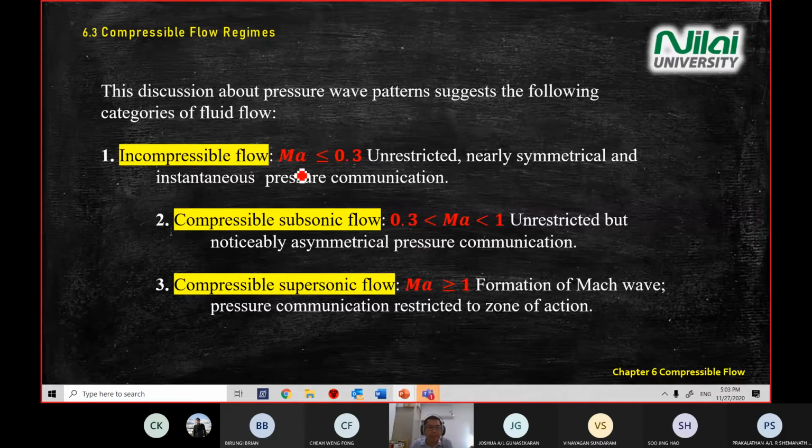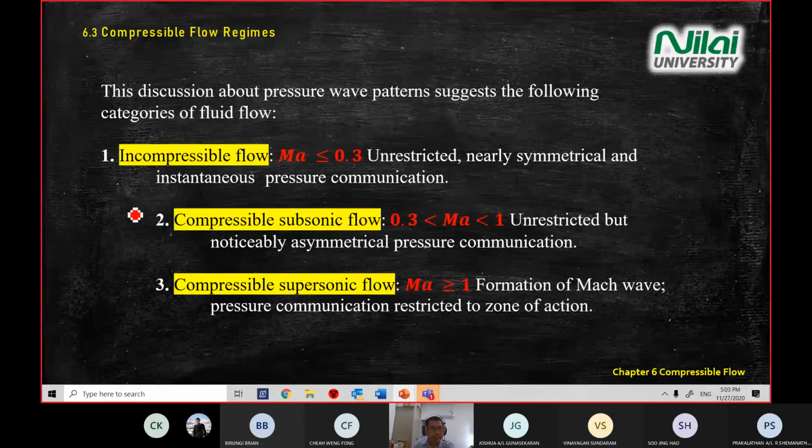I repeat, if the Mach number you get from the question is less than 0.3, it falls under the incompressible flow chapters, chapter 1 until chapter 5. All the formulas you can use for incompressible flow. However, if your Mach number is more than 0.3, you need to consider the compressible scenario. The magic number is 0.3. If the number is less than 0.3, then you use equations in chapter 1 until chapter 5. Equations in chapter 6 cannot be used when you have Mach number less than 0.3. Chapter 6 is only used for Mach number more than 0.3.